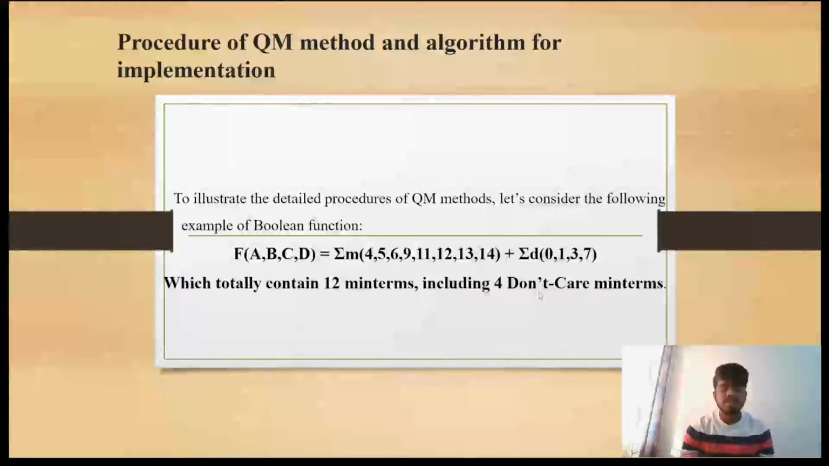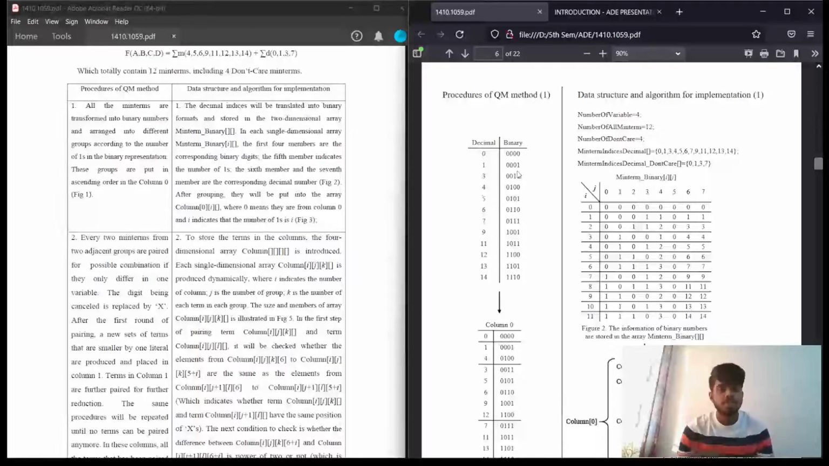Now let's see this particular example today. F(A,B,C,D) is equal to summation of 4, 5, 6, 7, 9, 11, 12, 13 plus don't care 0, 1, 3, 7. This means it actually contains a total of 12 min terms including 4 don't care terms. Now let's see how to solve this using Quine-McCluskey, and how the data structure and algorithm are actually implemented.